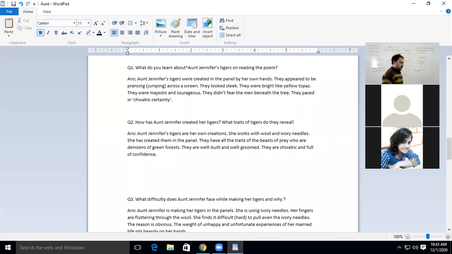What do you learn about Aunt Jennifer's tigers on reading the poem? Mukul, Aditya, what do you learn about Aunt Jennifer's tigers? What do you come to know about them? What information do you get about Aunt Jennifer's tigers after reading the poem? Any one of you?